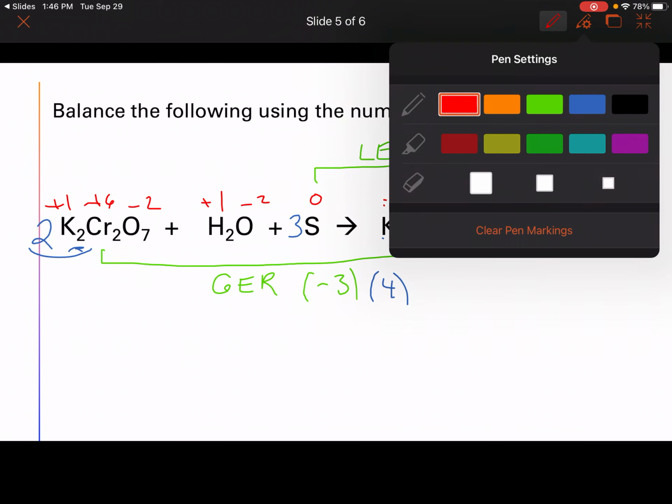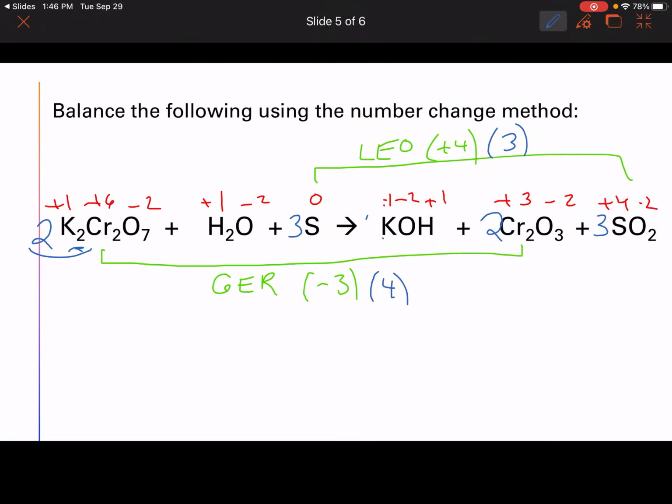So I'm going to have 4. Now it makes sense to me. Okay, so now we look at hydrogens, and I've got 4 hydrogens on the right-hand side, so I'm going to need a 2 here. And then you just want to double check and make sure your oxygens are fine. So I've got 14, 15, 16 on this side, and then here I've got 6, plus 6 is 12, plus 4 is 16, so yes, that is balanced.